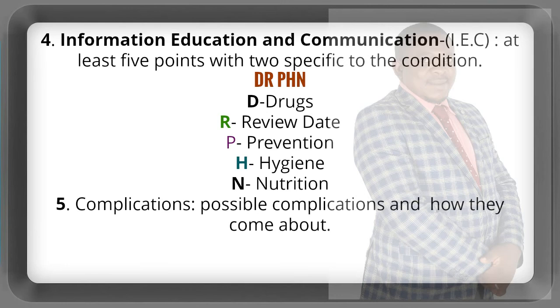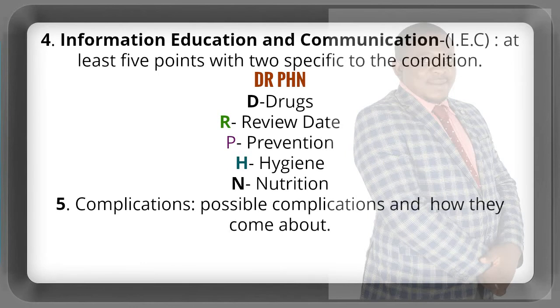Okay, so the mnemonic that we use mostly for information, education, and communication is DRPHN. Okay, so D is for drugs. On drugs, we want the patient to be drug compliant. So you ensure that the patient takes the drug and educate the patient on the drugs, so that the patient has all the supply of drugs that they need. So that is D for drugs.